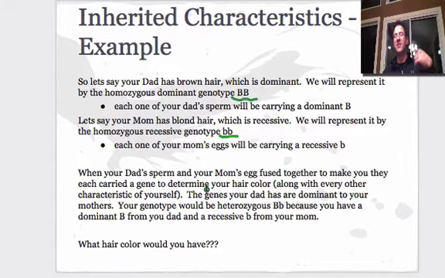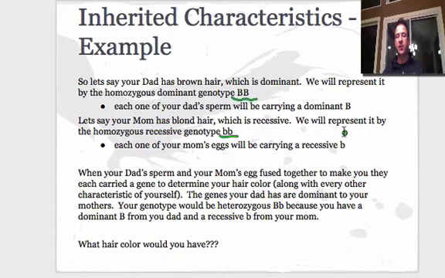Now, when we refer to the sperm and the egg, we're talking about gametes, male and female gametes, and those are going to pass on these traits through the process of fertilization. So all of your mom's eggs are going to carry the recessive small lowercase b. And when your dad's sperm and your mom's egg fuse together, they each carry a gene to determine hair color, along with all the other characteristics that make you.